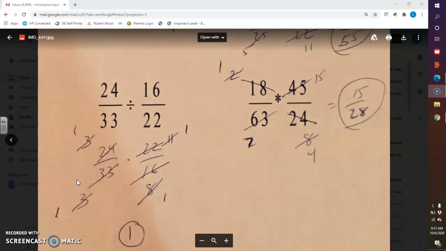So there's a lot of different ways that you can simplify in terms of order. There's really no particular order you have to go in. You can reduce first, then go diagonally, or you can go diagonally and then reduce the fractions. Really up to you. To finish up, 1 times 1 over 1 times 1, we do get another answer of 1.